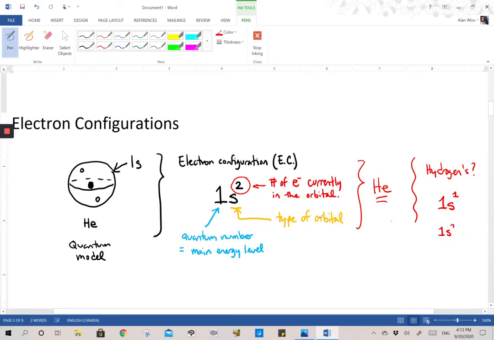If we had 1s3, oops, sorry, my mistake. That is like a rookie mistake. There's no such thing as a 1s3. Actually, maybe I should go through that. If you see someone write something like this, it is wrong. There's no such thing because s orbitals can only hold a maximum of 2 electrons, not 3.